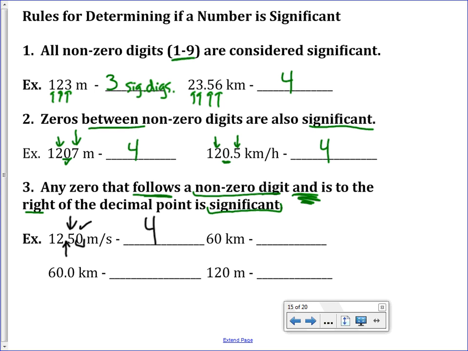In the next example of 60 kilometers, note that this 0 does follow a non-zero number in that 6, but there is no decimal place. So in this case, this number would not be counted as significant. So that 0 would not count. We'd only count the 6 as being significant, and we'd only have 1 significant figure in that 60 kilometers.